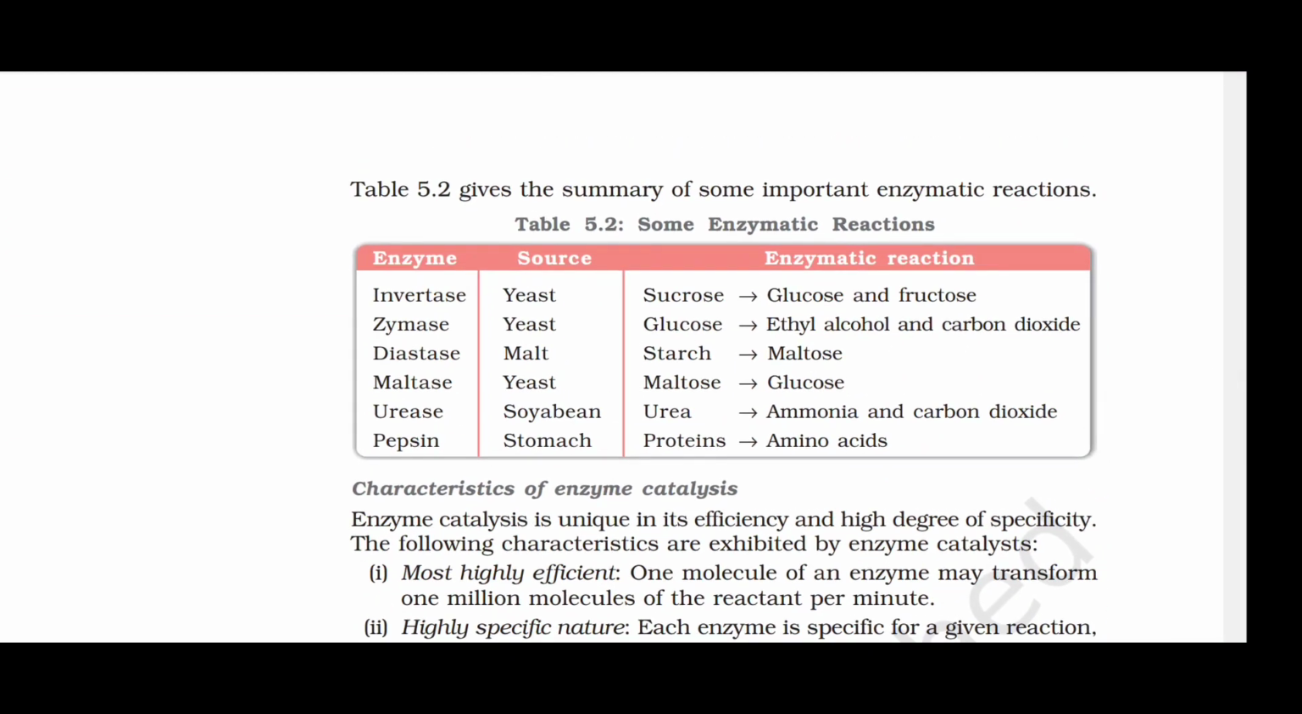Table 5.2 gives the summary of some important enzymatic reactions. तो एंजाइम का नाम है इन्वर्टेज. किससे मिलता है? ईस्ट से मिलता है. रिएक्शन क्या है? सुक्रोज कन्वर्ट हो जाता है ग्लूकोज एंड फ्रक्टोज में. एंजाइम जो है जाइमेस है, कहाँ से मिला? ईस्ट से मिला. क्या करता है? ग्लूकोज को कन्वर्ट कर देता है इथाइल अल्कोहल एंड कार्बन डाइऑक्साइड में.